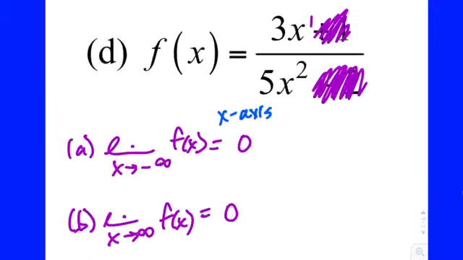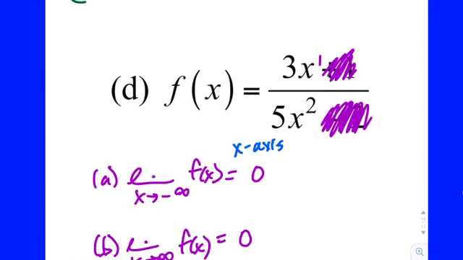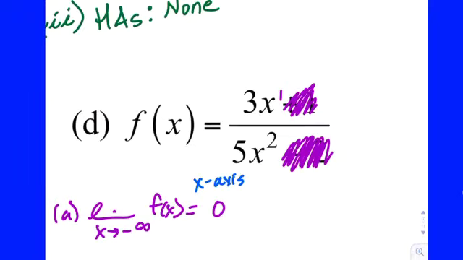Here's how you could determine if it's approaching 0 from above or below. Once you know it's 0, just write that down. But now notice on part A, we're going to negative infinity. So as we go to the left, all of our x values are negative. Just plug a negative into the leading terms and see what sign you get. In the top, negative to the first is negative. Negative times 3 is negative. So my numerators are going to be negative. I write that right here.